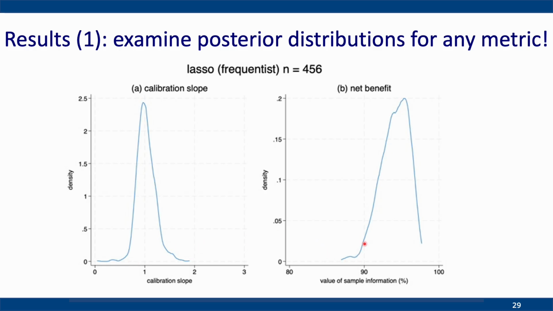Same for net benefit. We see that the net benefit is distributed from about 90% to 100% of the total net benefit that we could get if we had the reference model. So we have the whole distribution, whereas before in pmsampsize we just had the expected value, and indeed we couldn't do a lasso. We'd have to do basic logistic regression and we would target a calibration slope of 0.9. Here we can see that with the lasso you're targeting a calibration slope of 1, which is actually what you want. But you can also see the variability around that. So any metric of interest.